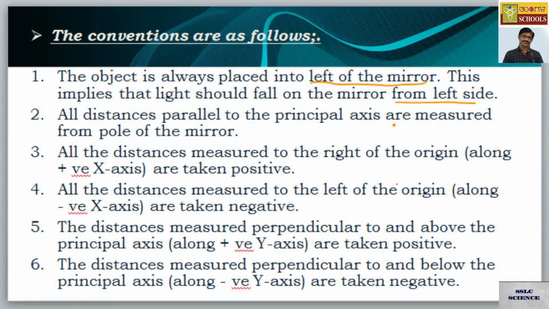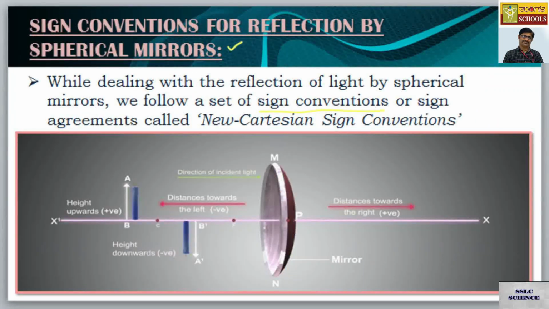Let us go back to the diagram here. Assume this is the object AB, which is placed according to the first rule. The object should be placed on the left hand side of the mirror, which implies the light should fall from the left hand side onto the mirror. This is the first agreement, or first convention. I hope you got the first convention right.